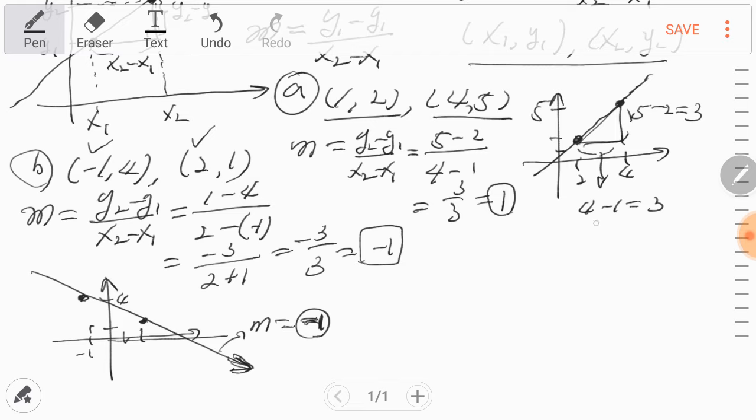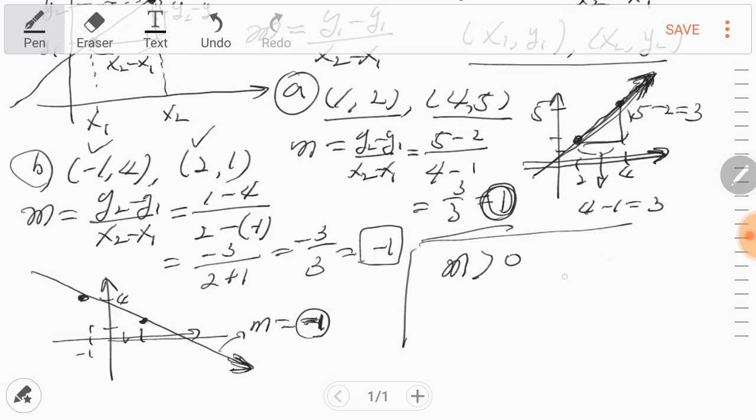How about this example A? The slope is positive. Then look at the right side of this line: the right end is going up. As x increases, y also increases. So if the slope is positive, then the straight line's right end is going up. If the slope is negative, then the right end is going down.